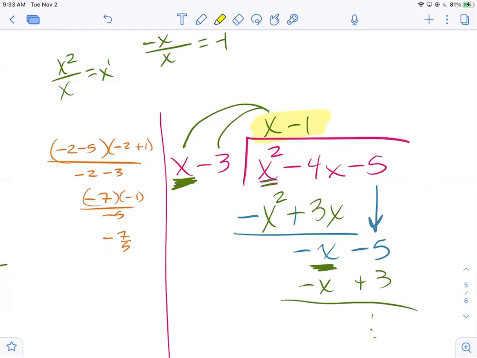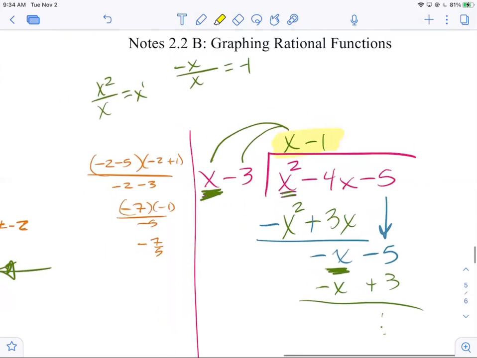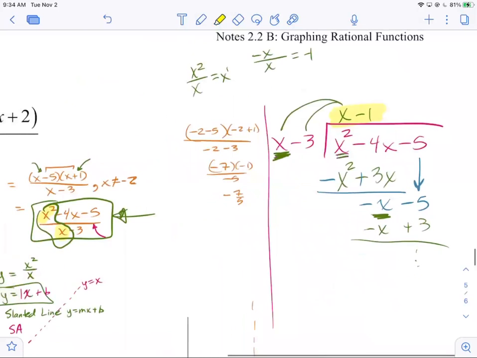I was really just after that minus 1. You can get the x very easily by looking at the leading terms. But to get the y-intercept of that line, you need to do long division, at least one iteration. So guess what? We can say then that this function, L of x, has a SA, a slant asymptote at y equals x minus 1.